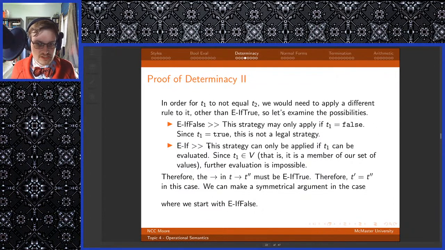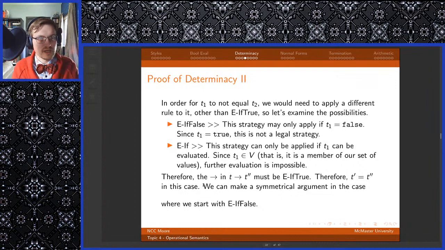With E if, this strategy can only be applied if t1 can be evaluated. Since t1 is an element of the set of values, that is to say, it is a member of our set of values, further evaluation is impossible. True doesn't evaluate to anything. There's no legal strategy that turns true into anything because it's a value. Therefore, E if cannot be used to evaluate t to t double prime. Therefore, the evaluation relation in t evaluates to t double prime must be E if true. Therefore, t prime is equal to t double prime in this case.